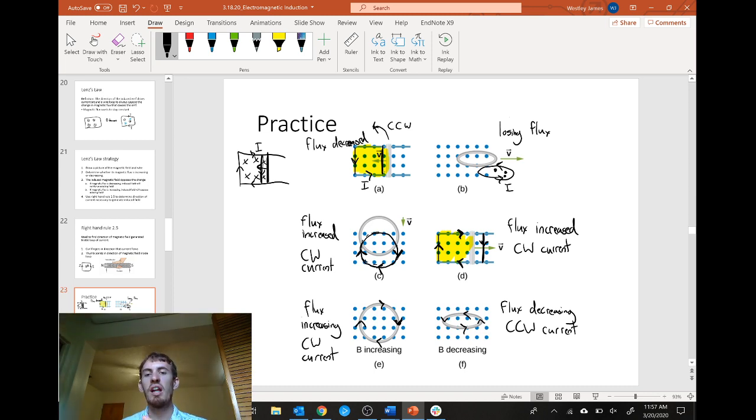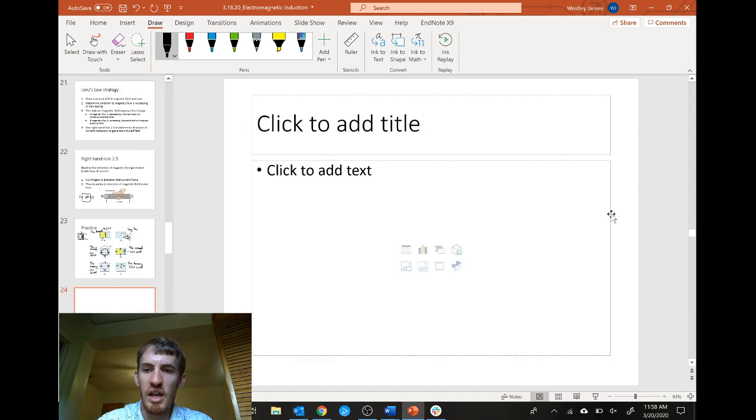Current goes clockwise because I needed to make more going into the board. So this is where you're just going to have to practice a lot of these. There's some practice on the problem set. And there's also these. I recommend going through these without seeing what the answers are and seeing if your answers match mine. One of the examples I didn't cover is what if I have a rotating loop?